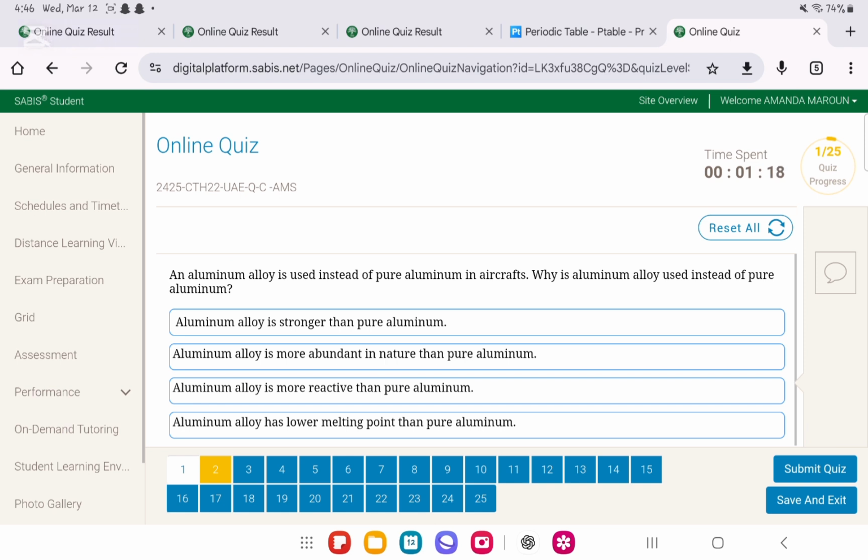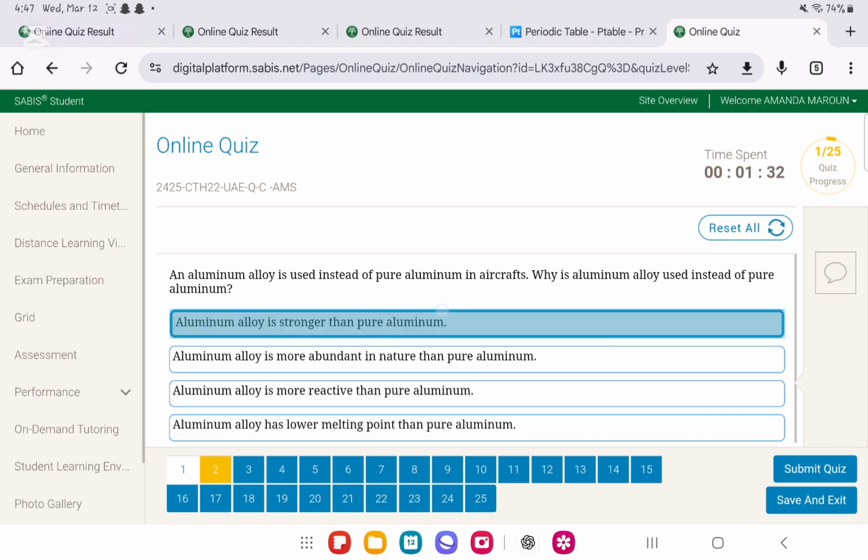In question number 2, they said an aluminium alloy is used instead of pure aluminium in aircrafts. Why is aluminium alloy used instead of pure aluminium? Because the aluminium alloy is stronger than pure aluminium, this is for sure. More abundant in nature. Why would we choose something if it's more abundant in nature and it does not benefit us? Even if it is more abundant in nature, that does not mean it will benefit us.